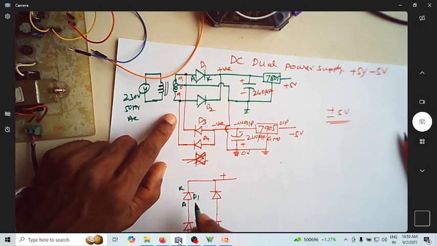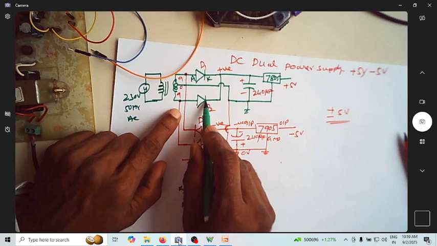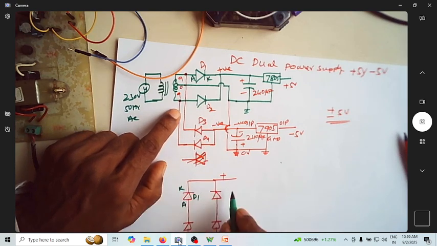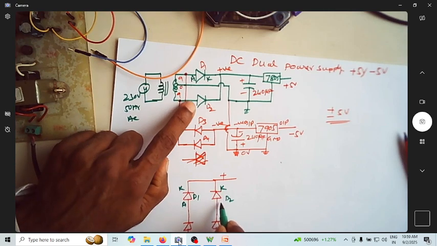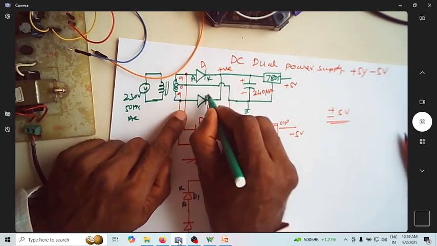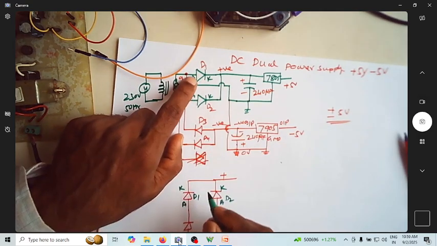So if you name this as D1, this is anode, this is cathode. Correct? There is one more cathode connected. It is the same cathode connected. Let me say this as D2. Can you see this is cathode? This is anode. This is cathode. This is anode. So where should this go?